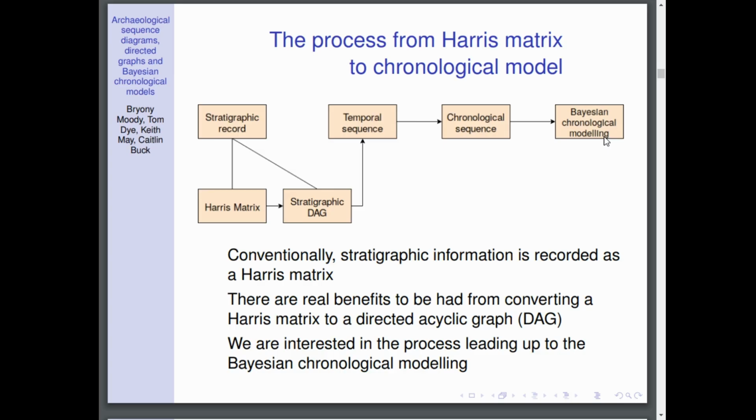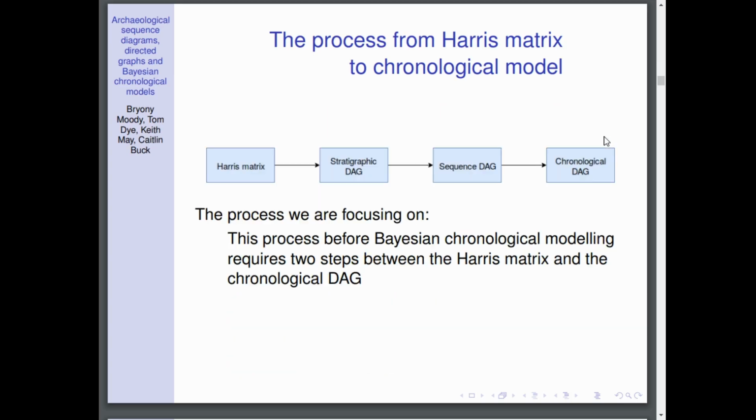And I will explain what one of them is in a minute, but first I'm just going to go through the process. And so we're interested in this process leading up to it, so the first four boxes. Kind of main steps that we are interested in are the stratigraphic DAG and the sequence DAG. The reason being is that this process is really laborious at present, and we'd like to make this semi-automated if possible. So what exactly is this DAG that I keep talking about?